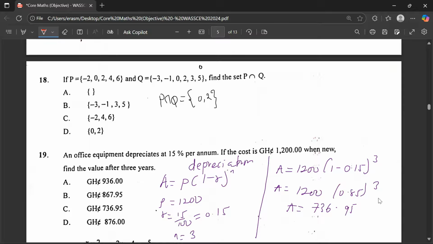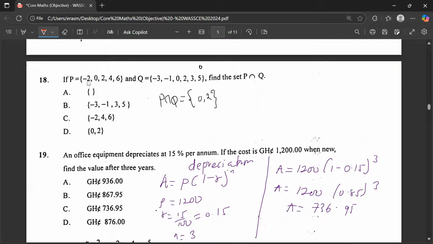Now, if p equals negative 2, 0, 2, 4, and 6, and then q equals negative 3, negative 1, 0, 2, 3, 5, find the set p intersection q. What this means is that we are going to write a set that consists of the values that are found in both of these two sets.